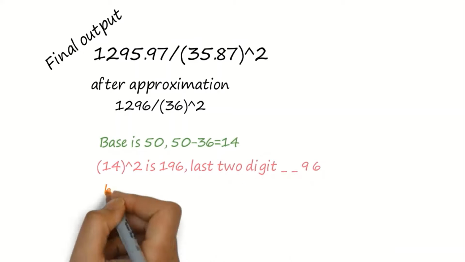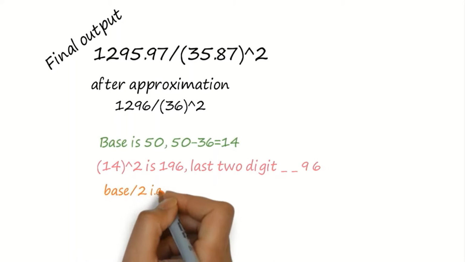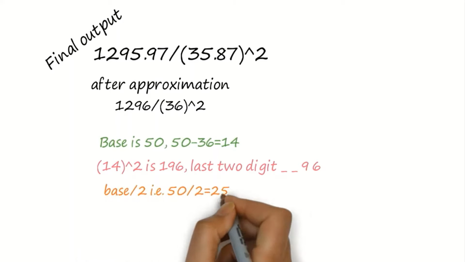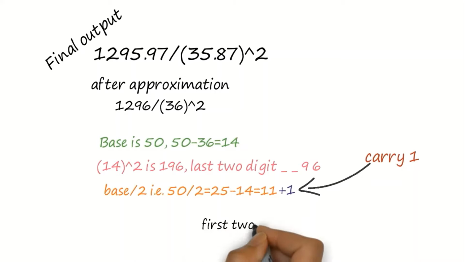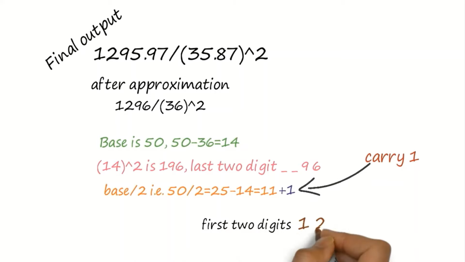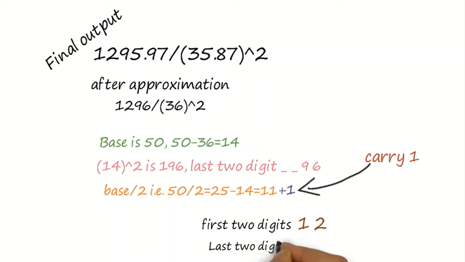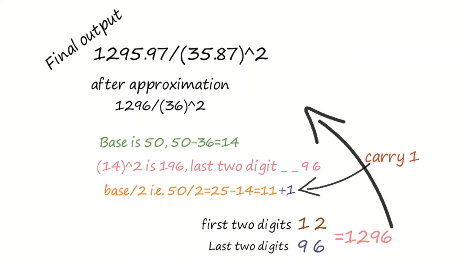Now finding the first two digits has the following steps. Find base by 2, that is 25. Perform 25 minus 14, that is 11, and carry is 1. It will be added with 11, and we will find 12. First two digits are 12 and last two digits are 96. So 1296 is the result of 36 square, and the final result will be 1296 divided by 1296, which is 1.